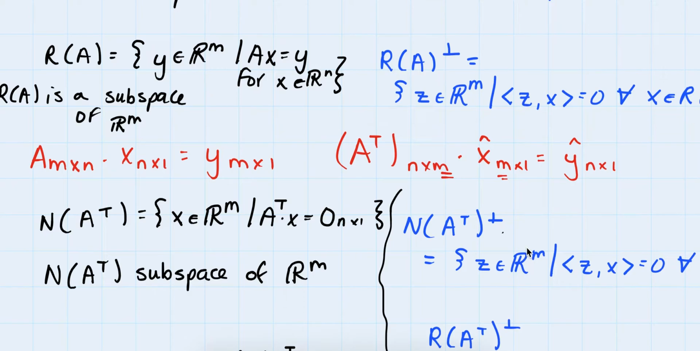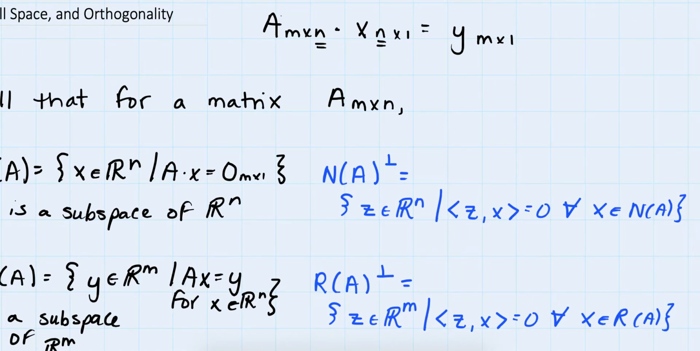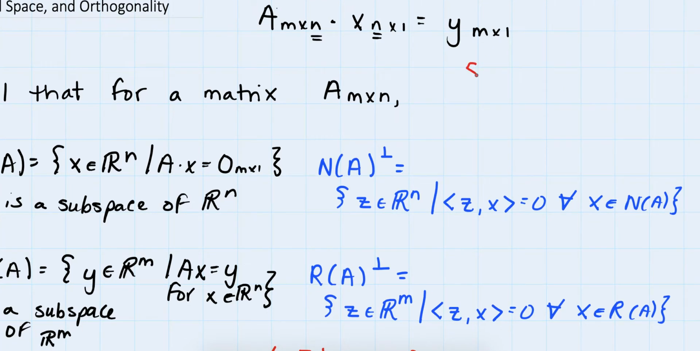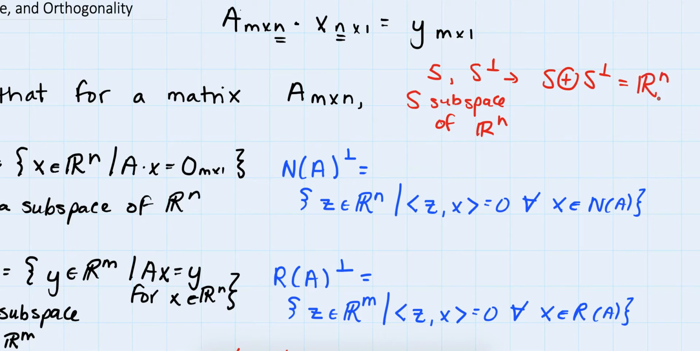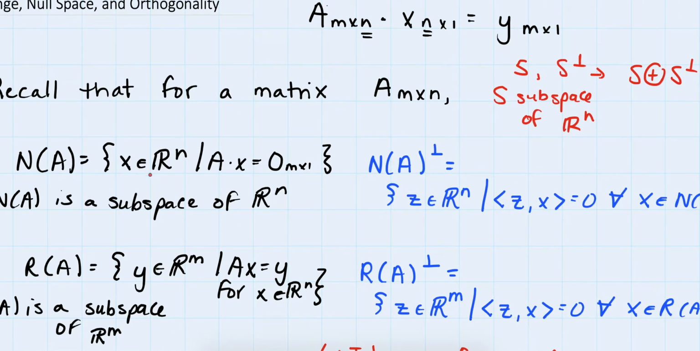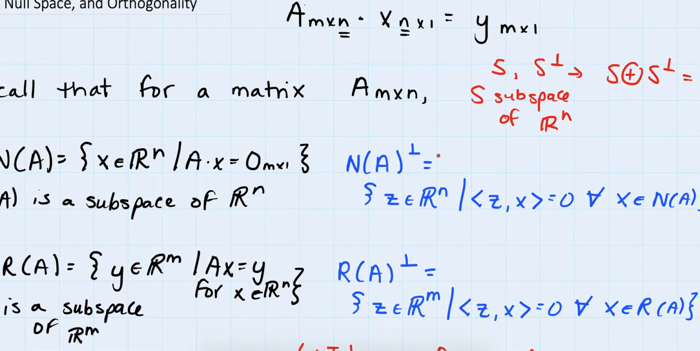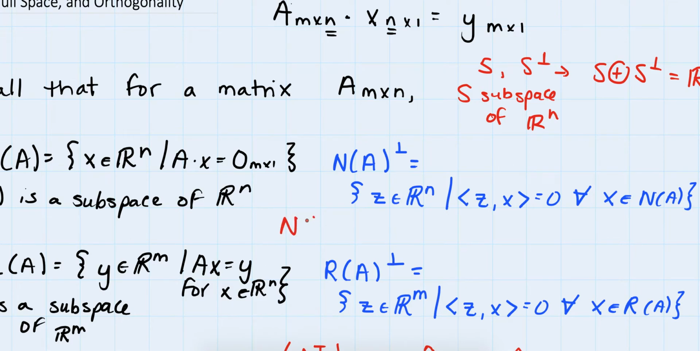One more thing I want to remind you about, I'm going to put that at the top here. Let's put it in red. Remember that if we have a subspace S, let's say of Rn, then S plus its orthogonal complement is all of Rn. We could say that with the null space and its complement. So here we have that the null space is a subspace of Rn, and its orthogonal complement is also a subspace of Rn. So the sum of the null space and its orthogonal complement, remember this is a direct sum, is going to be all of Rn.